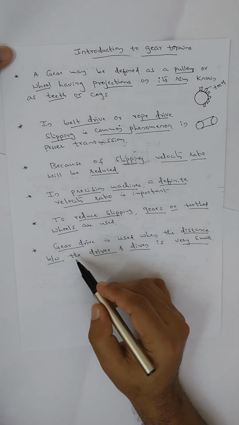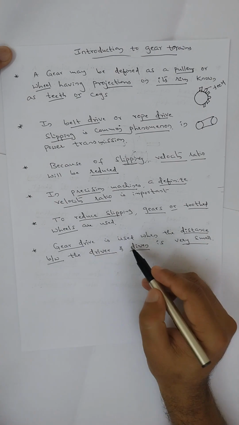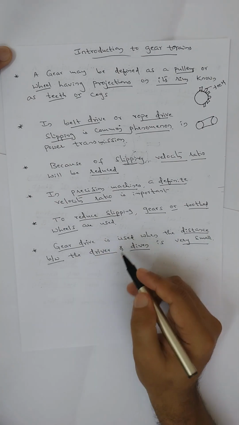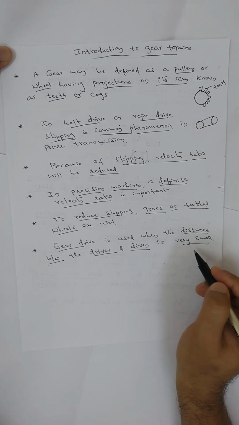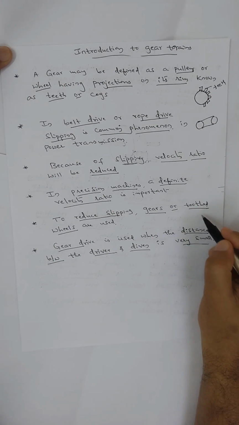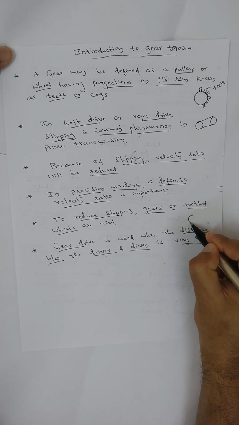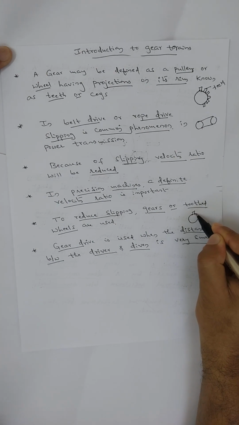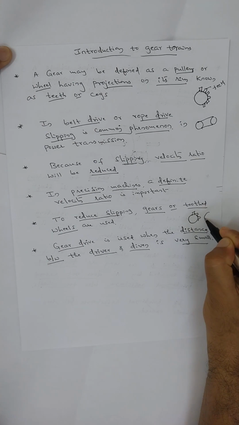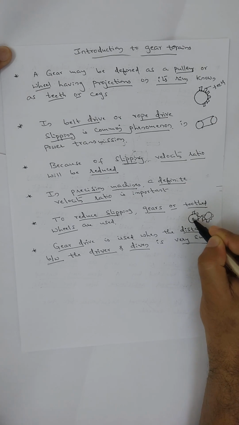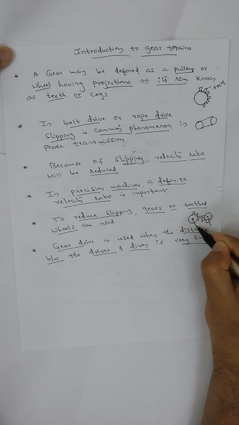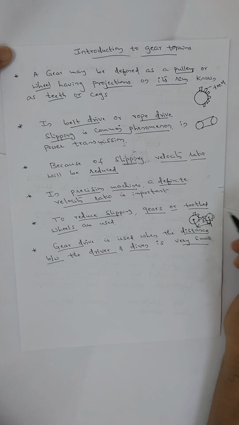The next point is, the gear drive is used when the distance between the driver and the driven is very, very small. It means both are interconnected. Suppose, for example, this is one gear having certain teeth like this, and one more gear again having external projections like this. This is the center of the driver gear and this is the center of the driven gear. If the center distance is very, very small, then only you can use the gear drive. This is one of the disadvantages of the gear drive.